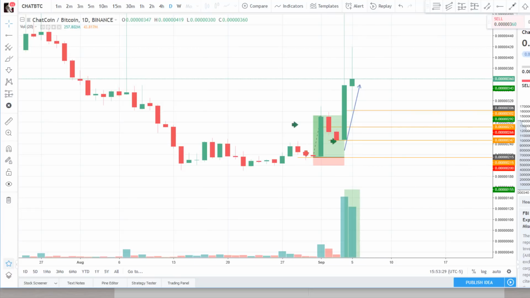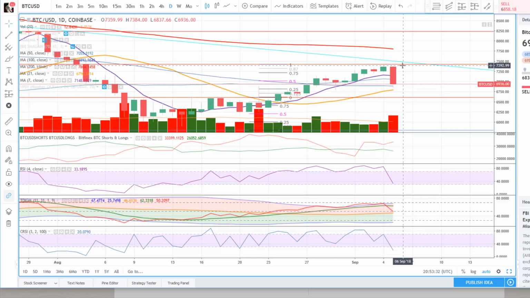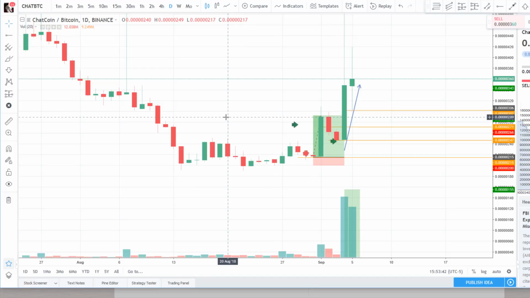But those structure changes were a direct result of this move down here on BTC. If Bitcoin would have continued to trade in this channel or moved above here at 7,500, then you would see in most alts that their structure would have been maintained. So that's the other thing that makes trading crypto a little bit more difficult than other markets. Still a huge opportunity, still a great thing to trade.